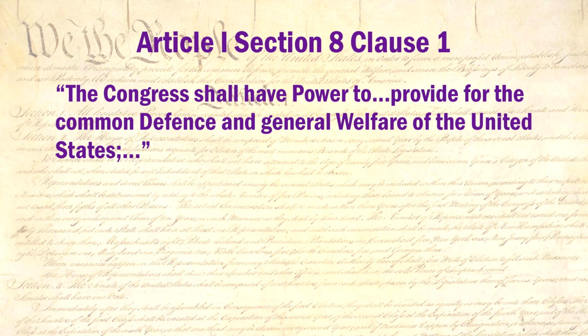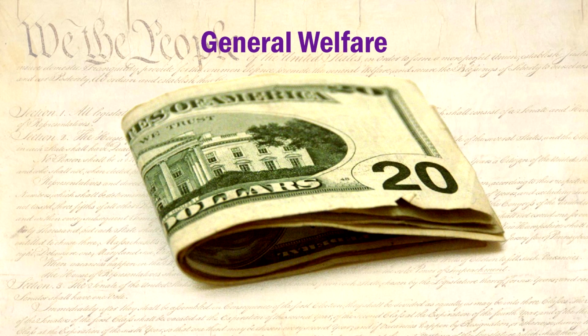Clause 1 says in part, Congress shall have power to provide for the common defense and general welfare of the United States. This clause has been used to justify all sorts of powers for the government, but how many of those are legitimate and pursuant to the true meaning of the clause? To begin, let's talk about what general welfare actually means. Welfare refers to well-being, and general means that it is universal. The people as a whole benefit from the government action.